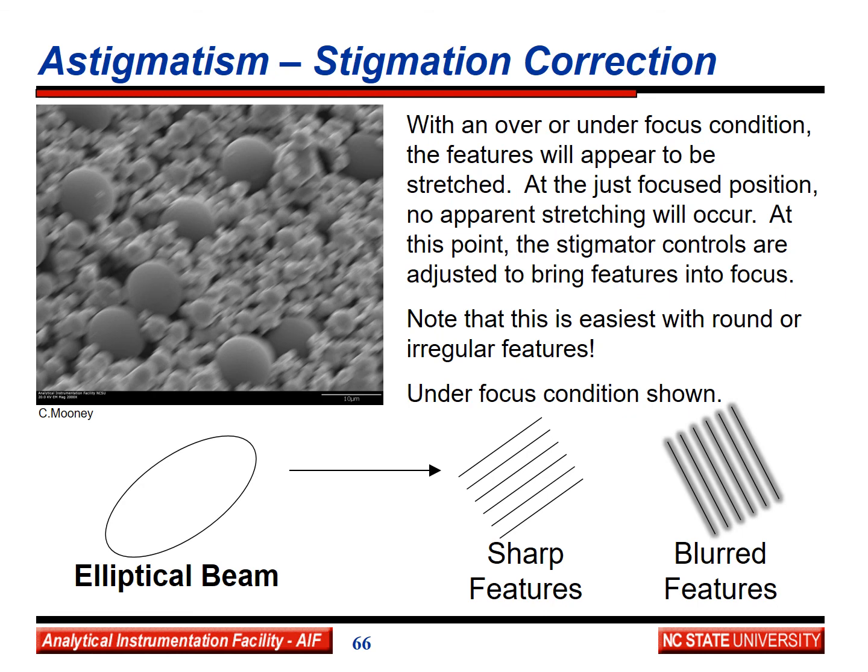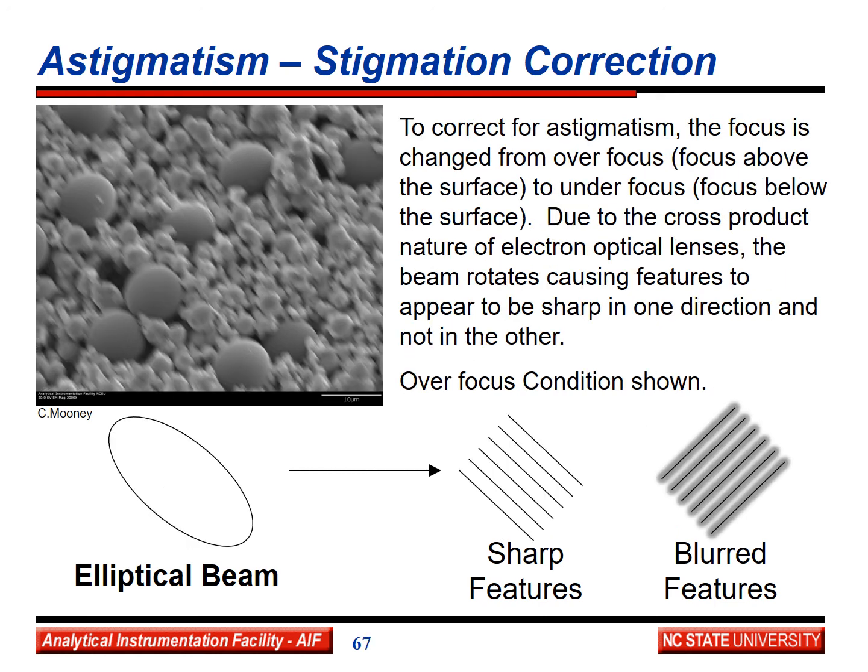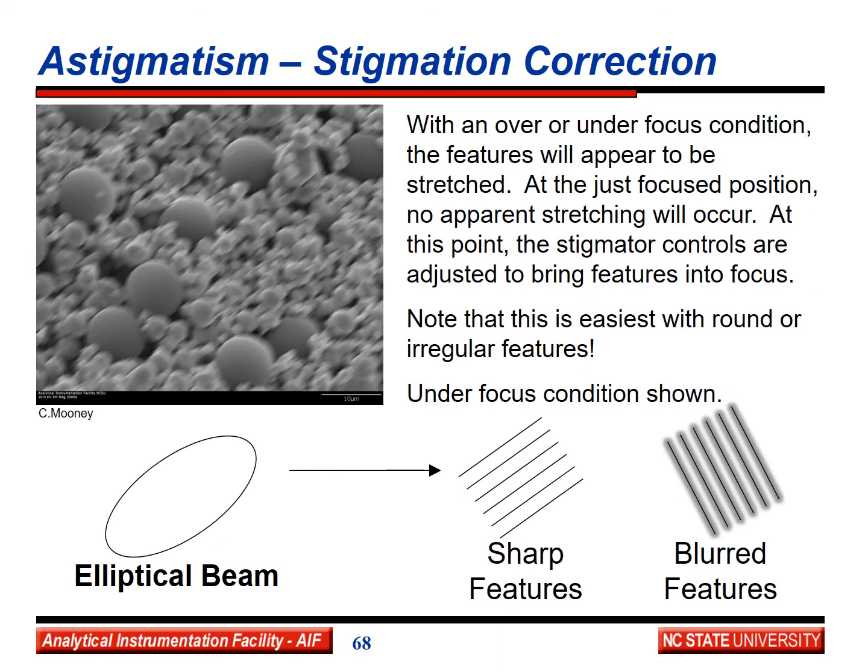If we now focus slightly below the sample, which means that we have an underfocus condition, the opposite has happened. In this direction, which used to be sharp and crisp, it's now blurry. And in this direction, which used to be blurry, all the edges are sharp and crisp. Let's look at that again. Here is our overfocus condition, sharp features in this direction, blurry features in this direction. Focus below the sample, and we get the opposite. Blurry features in this direction and sharp features in this direction.